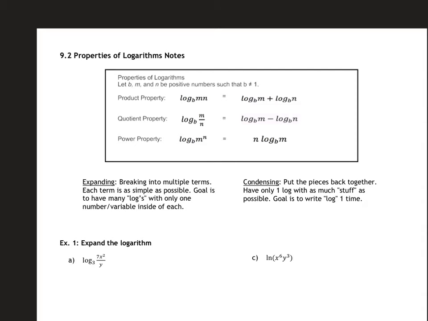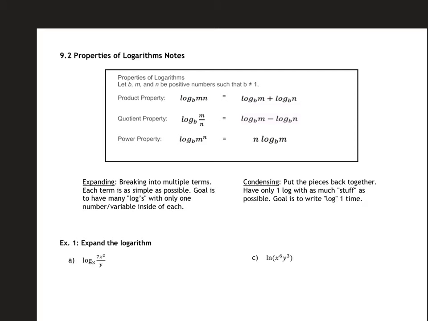So some different rules you need to know for your properties of logs. We're going to let b, m, and n be positive numbers so that b does not equal 1. So the product property, I got log base b of mn, m times n. I can add those together so I can split it and add them. So log base b of m plus log base b of n. Quotient, when I'm dividing just like exponents, division becomes subtraction. So I got log base b of m minus log base b of n.